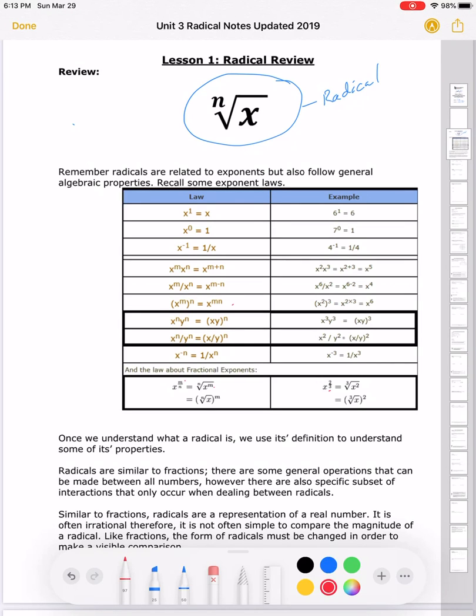If we look at the parts, this value right here is our index, and this value right here is the radicand. I will try to use those terms as much as possible to get us familiar with them, referring to the index a lot.